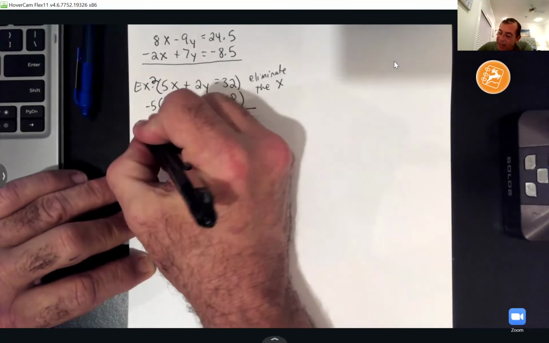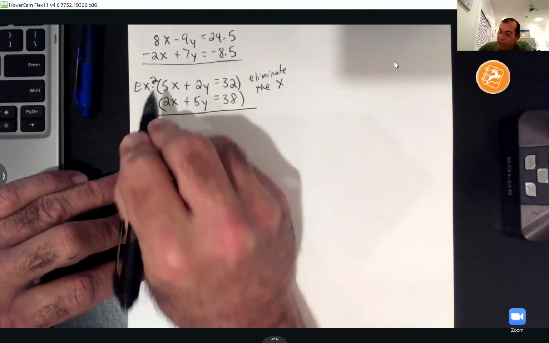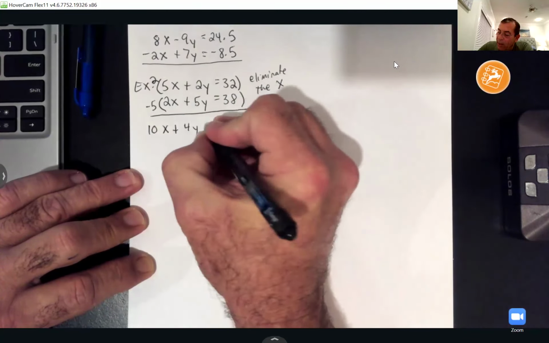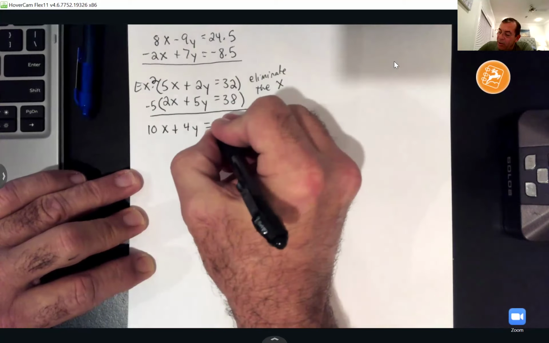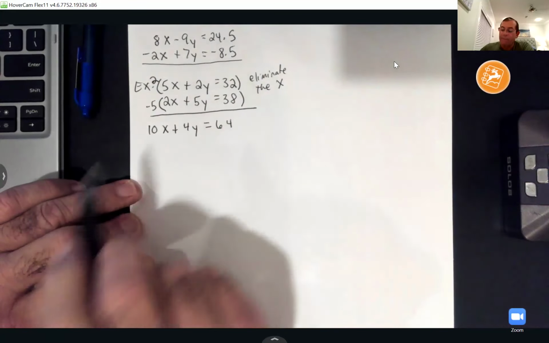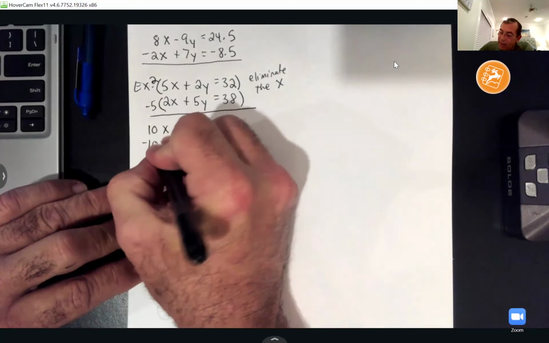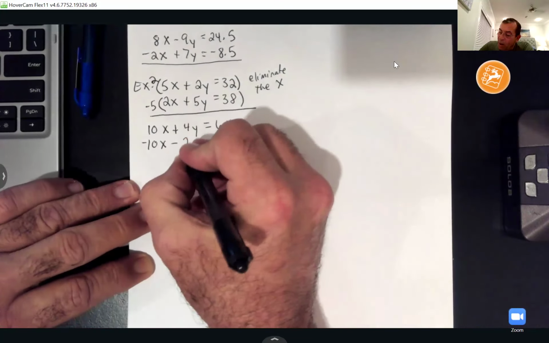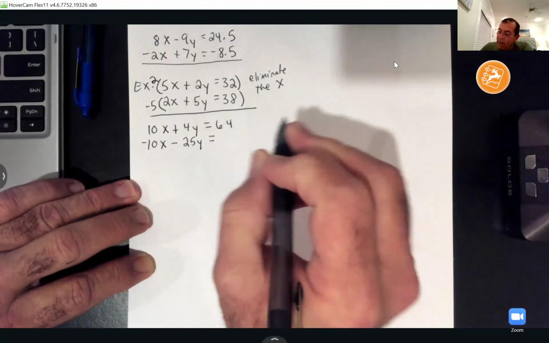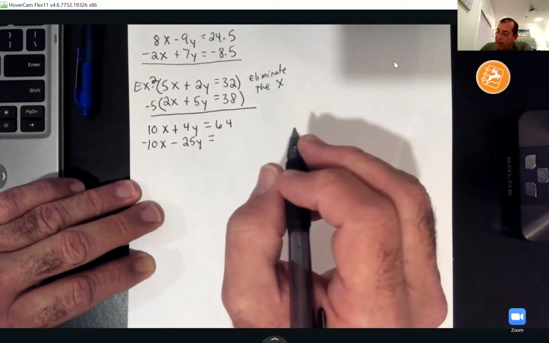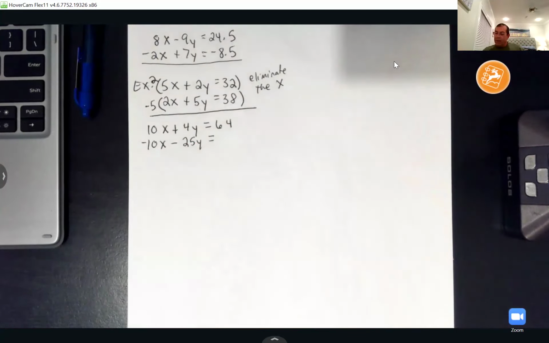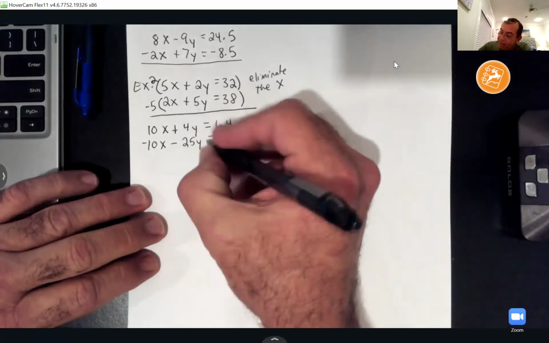So let's distribute the 2. 2 times 5 gives me 10x. Plus 2 times 2 gives me 4y. And then 2 times 32 is 64. Now multiplying this one by negative 5, I get a negative 10x, negative 25y. And then y'all, what's that? Let's see, 38 times that negative 5. So negative 190.